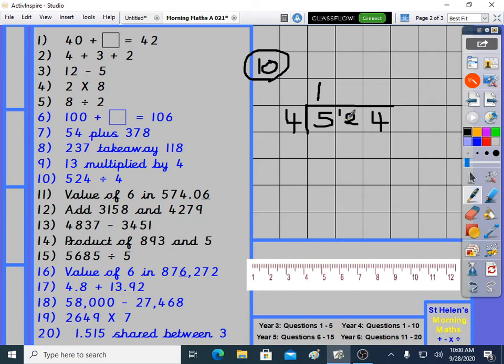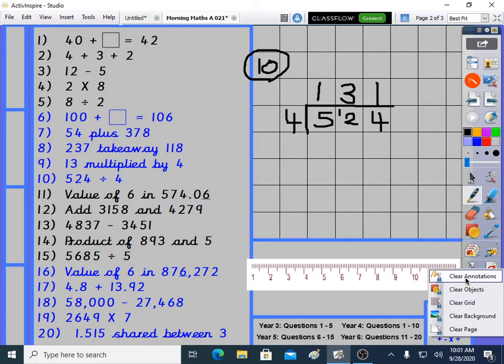How many 4s in 12? 4, 8, 12. Counted on my fingers, and it was 3. How many 4s in 4? 4, exactly 1. 131. That's year 4 level questions done.